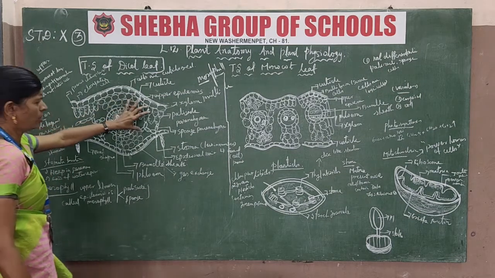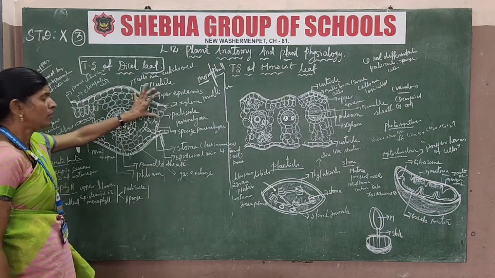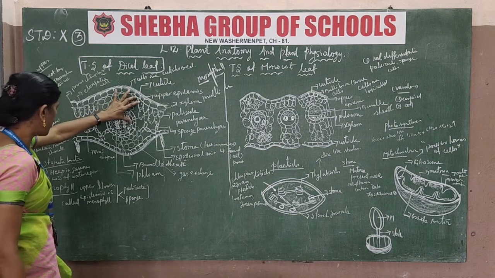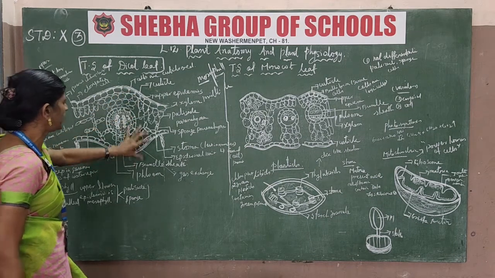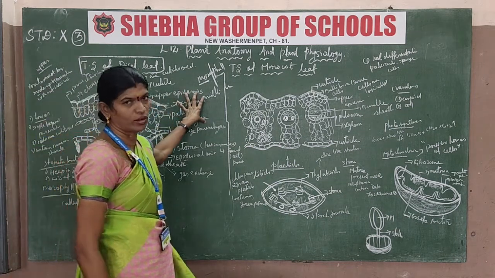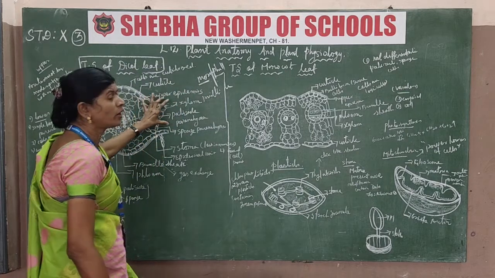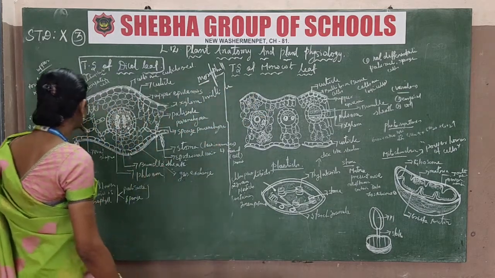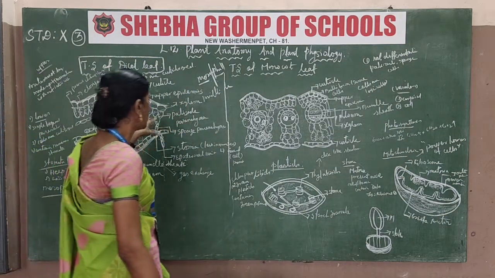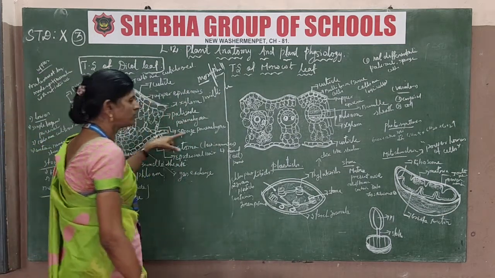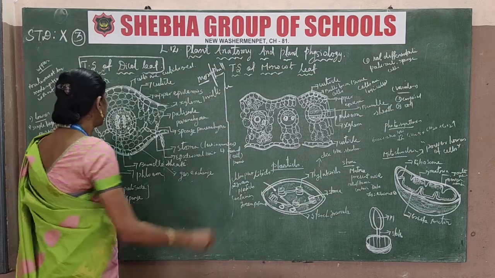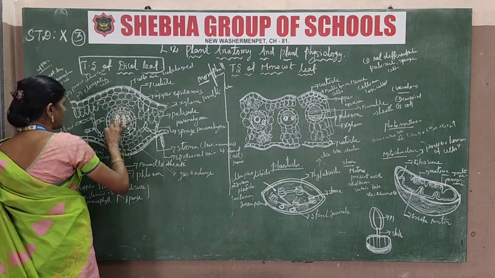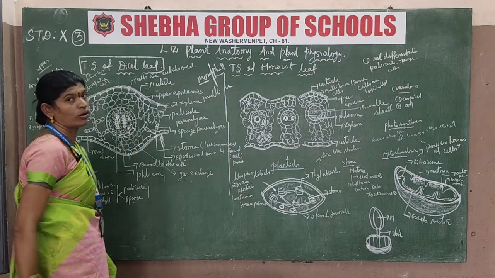So what I tell is: the tissue between the upper and lower epidermis is called the mesophyll. There are two different types of cells formed: one is the palisade parenchyma and another one is the spongy parenchyma. Is it clear? Next, in the center is the vascular bundle.